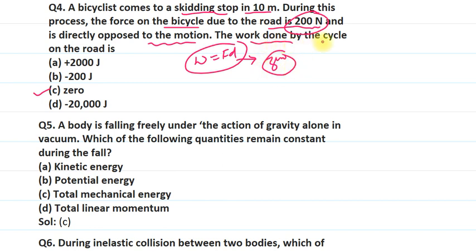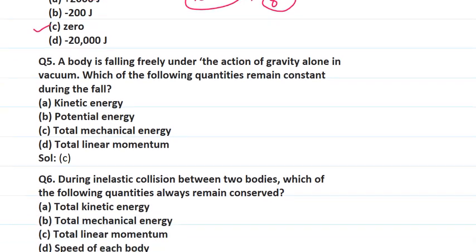So we were asked the work by the cycle on the road. So what is the displacement of the road in this case? So it is basically 0. So we can say that in that sense work is equal to 0. So the answer to the fourth is, friends, option C. Let's move ahead to question number 5.